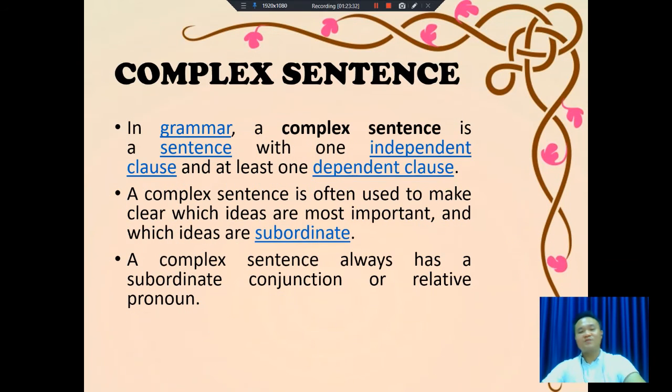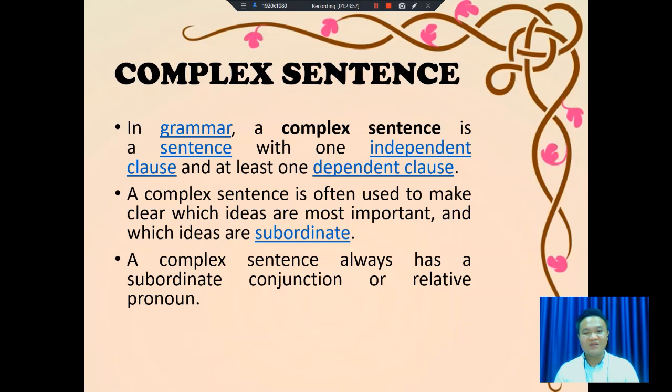Okay, so next, move on to the last type of sentence, which is the complex sentence. A lot of students will confuse this, okay? So I'll try my best to break it down in a simple way for you to understand. Now, in grammar, a complex sentence is a sentence with one independent clause and one dependent clause. So what does it mean? Don't worry, I'll explain later.